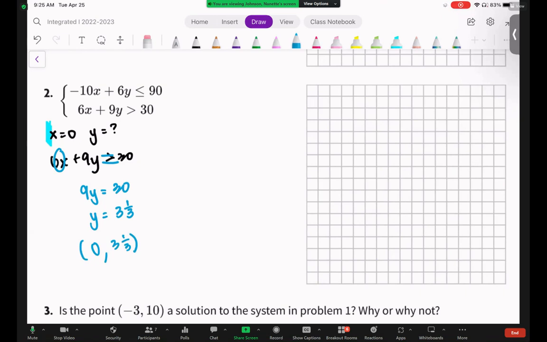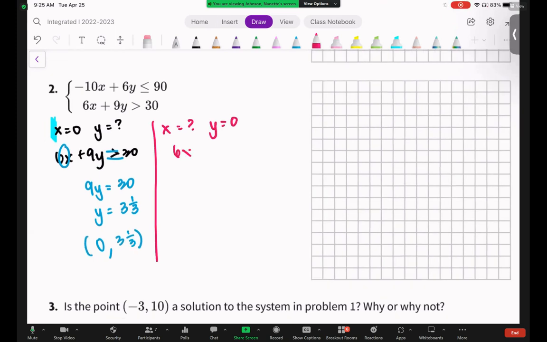Then I'm going to do the same thing, except now I'm going to pretend that y is 0. So if y is 0, what's x? That's what I want to know. So you can imagine me going 6x plus 9y equals 30 and pretending that y is 0. So that whole thing goes away. So I get 6x equals 30. Therefore, x equals 5. And my point is 5, 0. So these are two significant points on the border of my inequality that I'm going to graph.